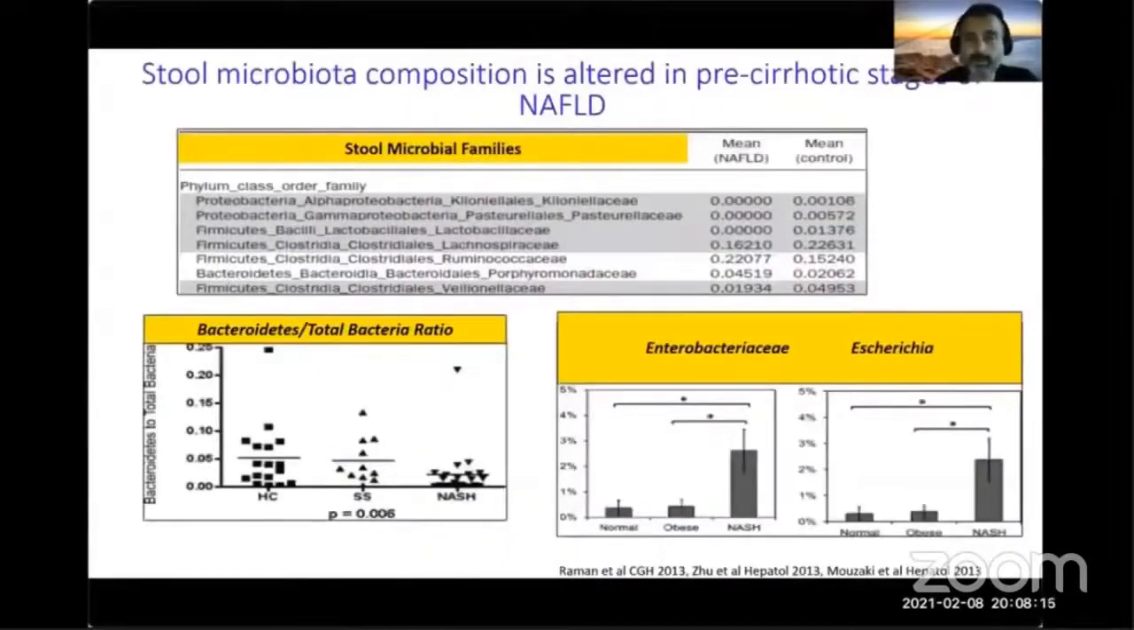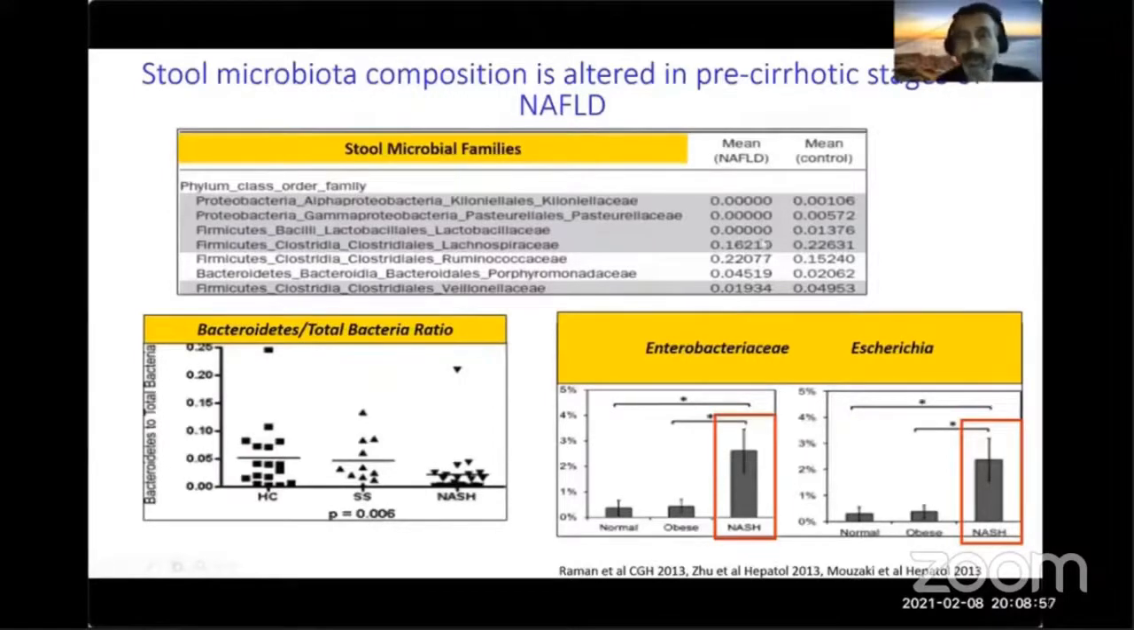So let's first talk about pre-cirrhotic stages of NAFLD, which we know is a huge problem in the community. You have obesity, you have diabetes, you have metabolic syndrome, and many of these conditions overlap in patients with non-alcoholic fatty liver disease. In the first part are the stool microbial studies of families, and you can see on the top there's a difference in the Pasteurellaceae, Lactobacillaceae, Lachnospiraceae, which are higher in the controls, the good bacteria being Lachnospiraceae and Ruminococcus, whereas the other bacteria such as Ruminococcus, Porphyromonadaceae, and Veillonellaceae are higher in NAFLD.